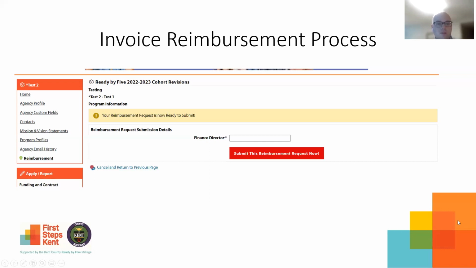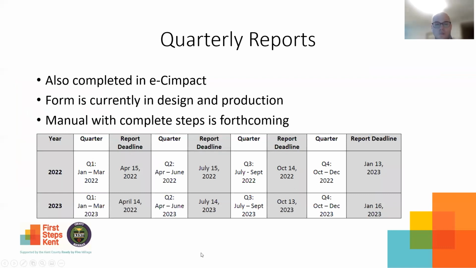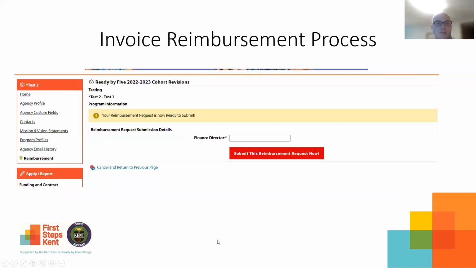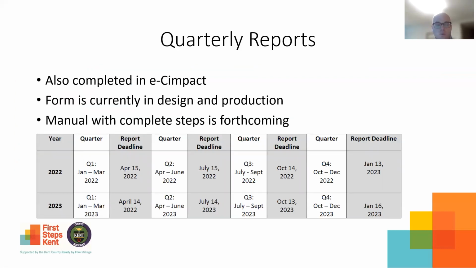So that is the process. It's pretty simple, and I think CImpact is a little more efficient than what we have been doing, so hopefully it'll be an easier process for everyone. And yeah, we can go to the next slide where we're going to talk about some quarterly report items.